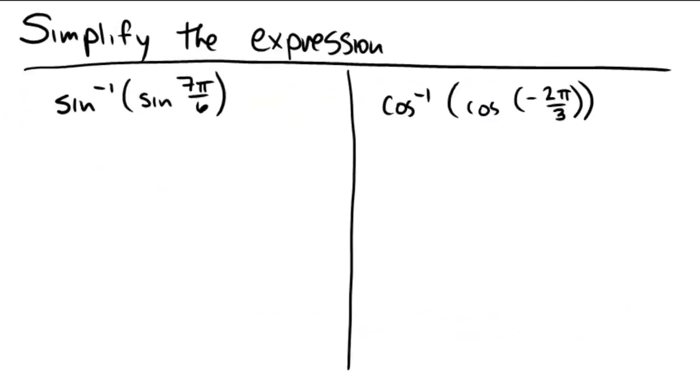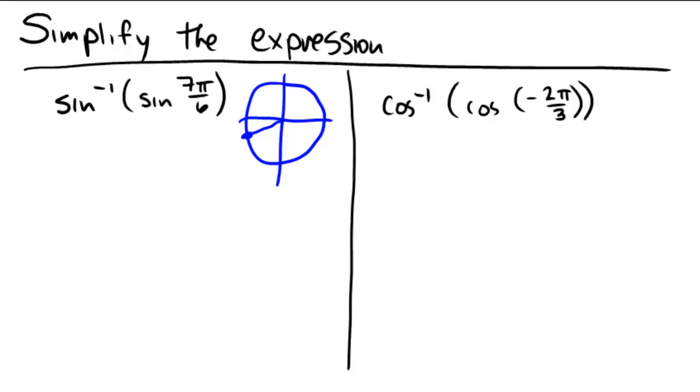inverse of the sine of 7 pi over 6. We kind of wish that these would just cancel each other out and give us 7 pi over 6, don't we? But unfortunately, 7 pi over 6 is not in the quadrant that's going to be useful for us here. 7 pi over 6 is actually located down here, and we don't want that one's sine value because sine is only defined on the right half of the circle.